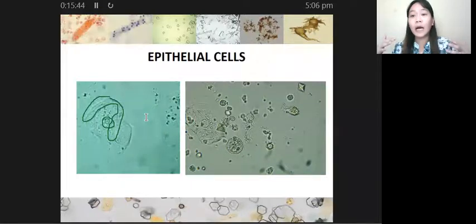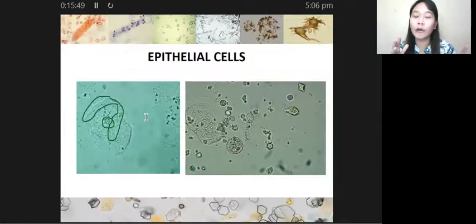So another practical application of your epithelial cells in urine is that we can use the nucleus of your squamous epithelial cell in order to determine whether a nearby cell is an RBC or not. Okay, so yung centrally located nucleus of your squamous epithelial cell, it has a size that is approximately the same as that of your RBC.